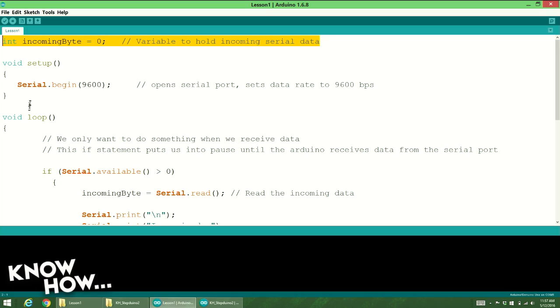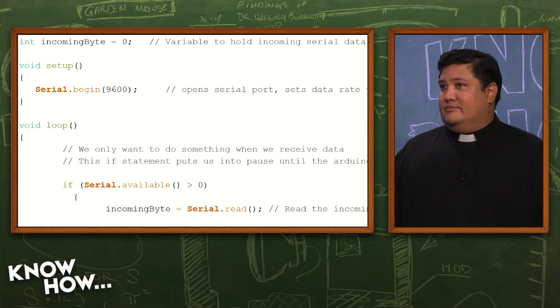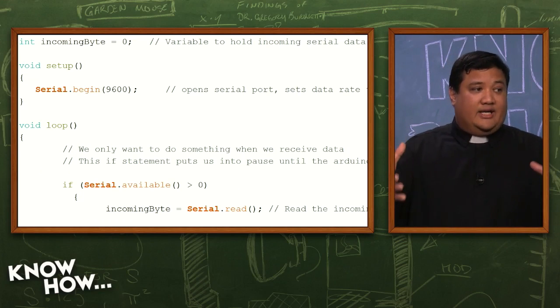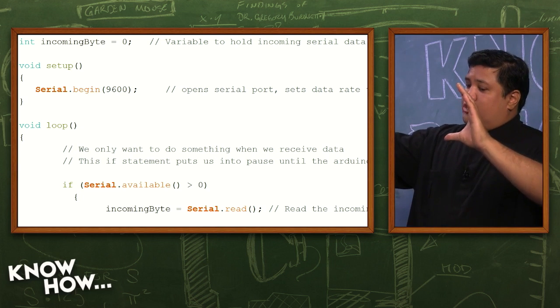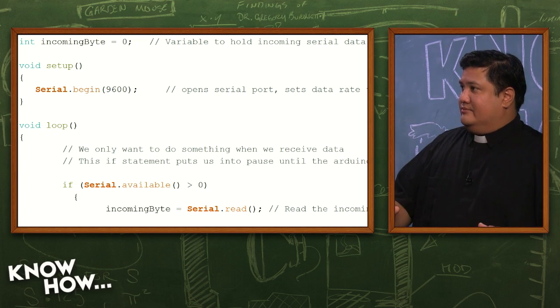That's very simple. Now look at the setup. This is crazy easy. There's just one line. I'm opening up the serial console and setting it to 9600 baud, 9600 bits per second. Again, not bad. So I've now created a place to store the values I get over the serial port, and now I've opened the serial port.